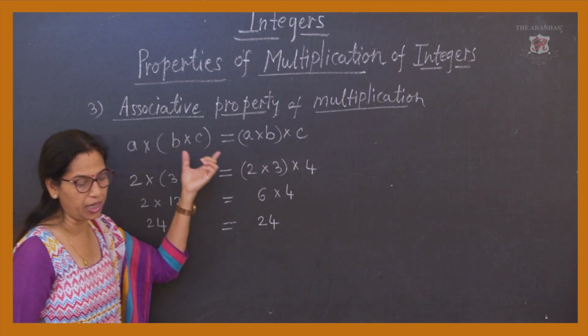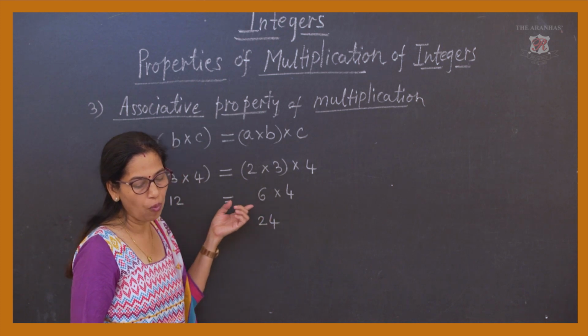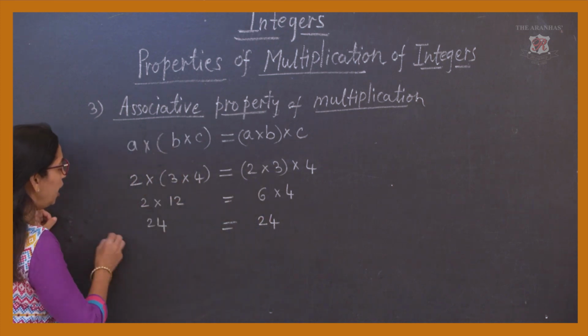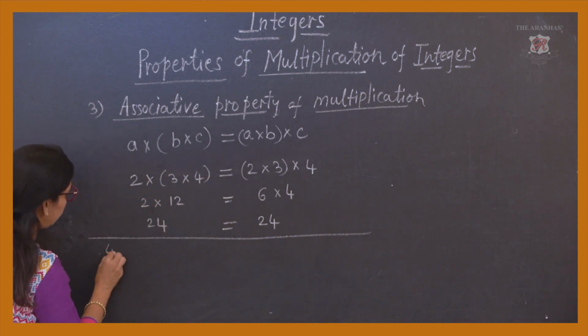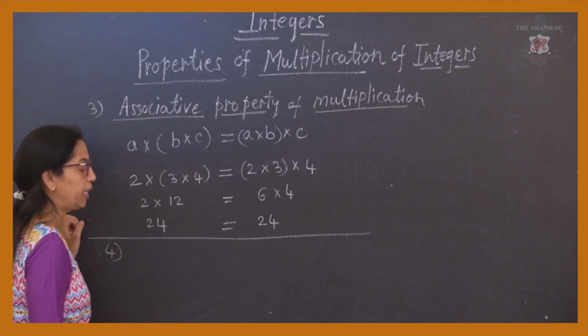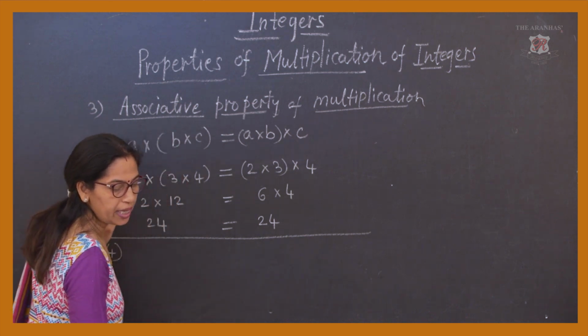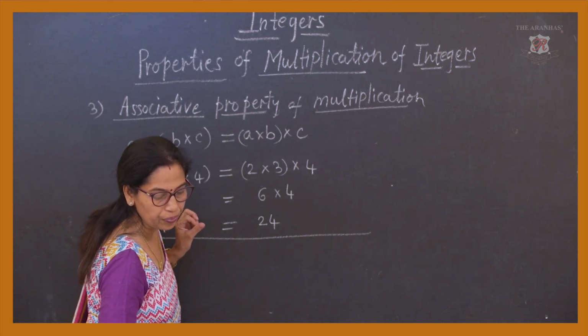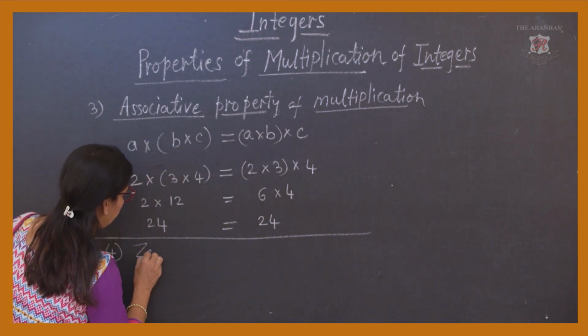Now the next property we have to see is the zero property of multiplication. It means that whenever you multiply any integer by zero, you will get the answer as 0. So the fourth property is the zero property of multiplication.